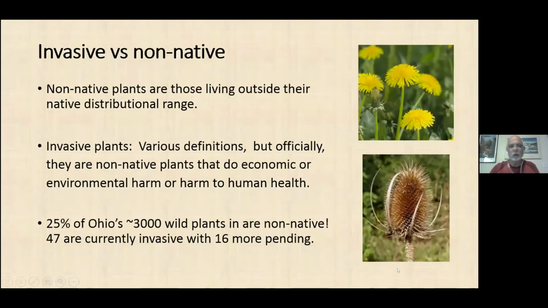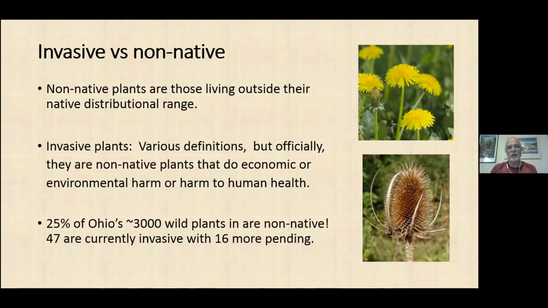There we go. Okay, first the boring stuff: the differences between invasive and non-native. Non-native plants are any plants that are living outside their natural range. A lot of the non-native plants currently in the United States are from Europe and Asia. An example of a non-native is the dandelion. Some people might argue that that's invasive, but it hasn't been characterized as invasive.